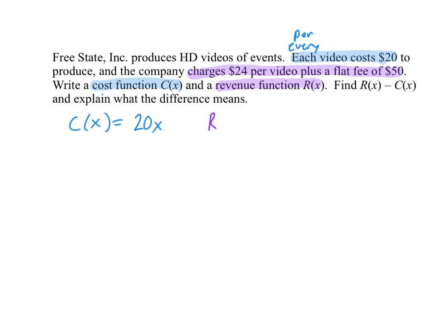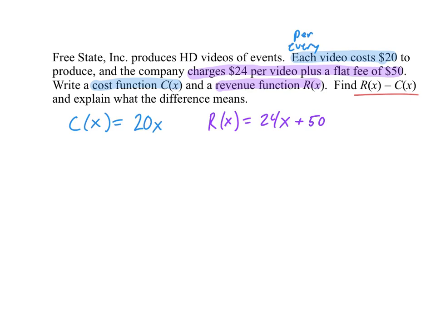So our function's name is r, our variable is x. So that $24 per, that means that's 24 times x, and then a flat fee of $50. So it's a one-time fee. They would add that on to your charges, so plus $50. So there's our revenue function, and there's our cost function. It says it wants us to subtract them, is the next thing.